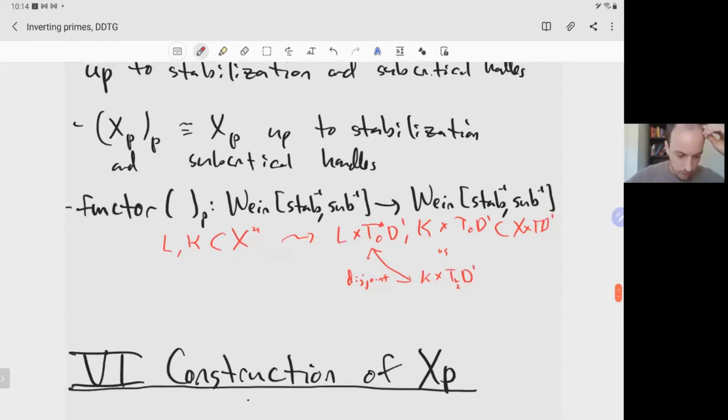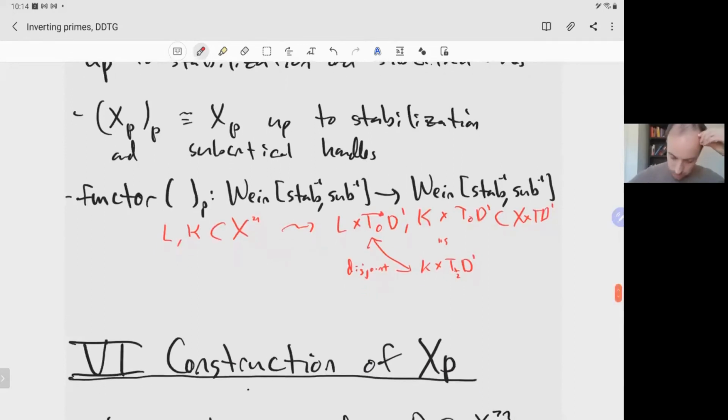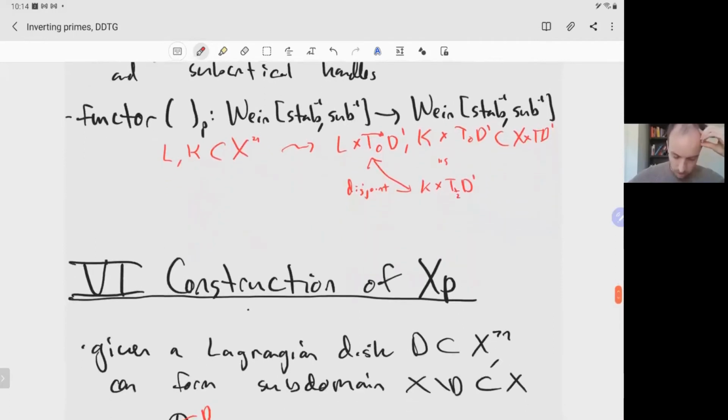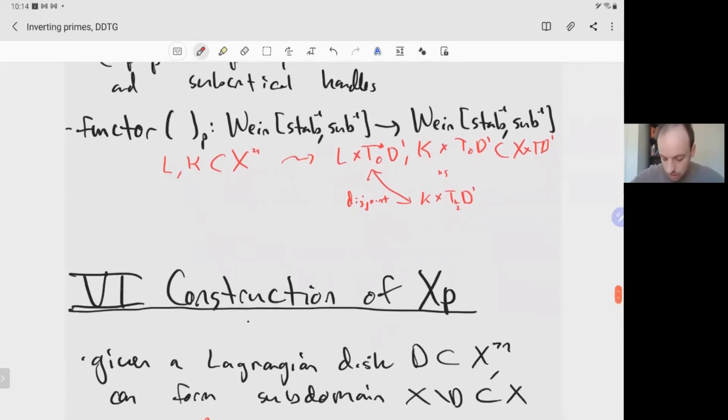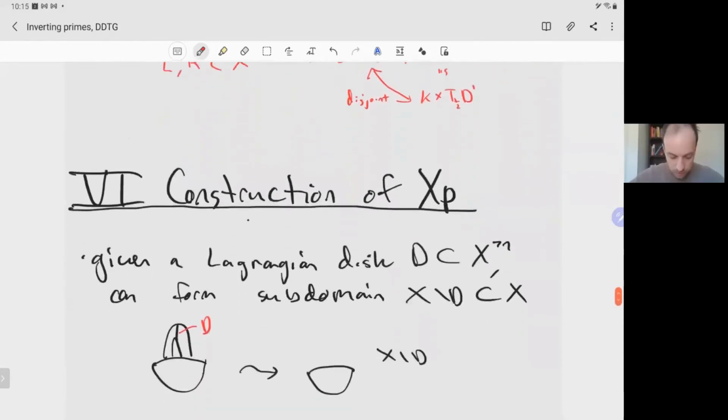Okay, so now let me talk about the construction of this XP. Here's the idea: to construct at least a subdomain in general. Given a Lagrangian disk D in X, the boundary of D maps to the boundary of X, then you can form a subdomain by carving out D, removing a neighborhood of D.